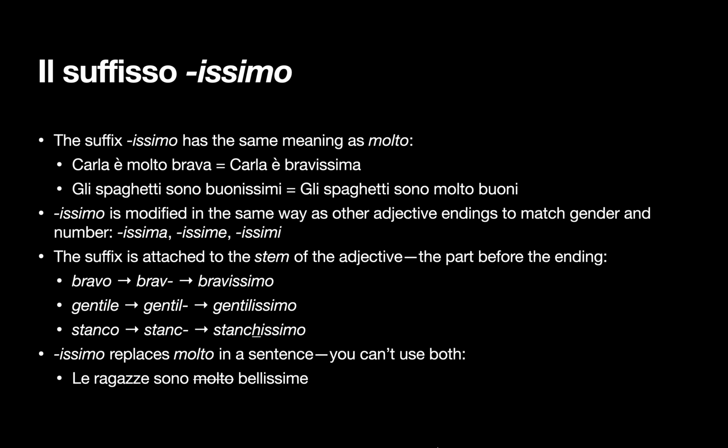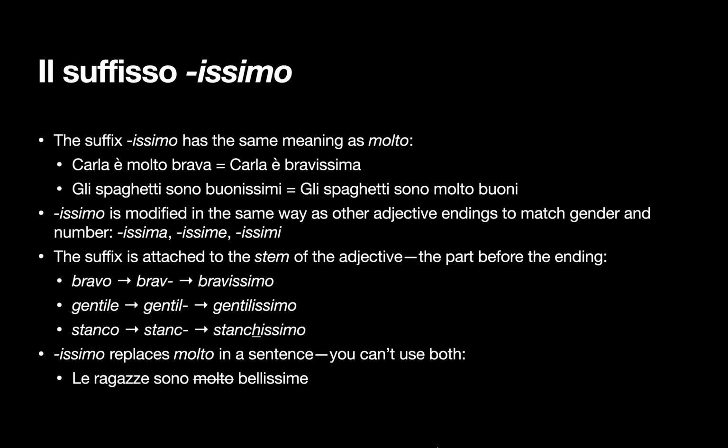I wanted to call your attention to stanco. It's a little bit different, and it follows the same rule as other adjectives with C's or G's. So you can see that in order to keep the C hard, we want it to be stanchissimo, not stancissimo. And so to keep it stanchissimo, this H gets added in there. And that's the same if you take an adjective like largo, you'll put an H after the G, so it becomes larghissimo and not largissimo.